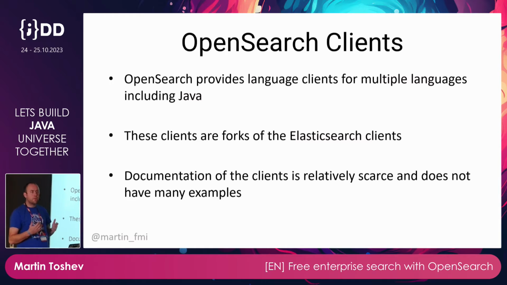Now, if you want to integrate with OpenSearch, OpenSearch provides different language clients similar to Elasticsearch. And as you might guess, all of those language clients have been copied and modified from the Elasticsearch ones. Documentation of the clients, however, is really scarce and does not have many examples. I think this is one of the drawbacks here: if you use OpenSearch, although it has quite good documentation, it's still not enough in terms of examples. It's not as rich as the Elasticsearch documentation.